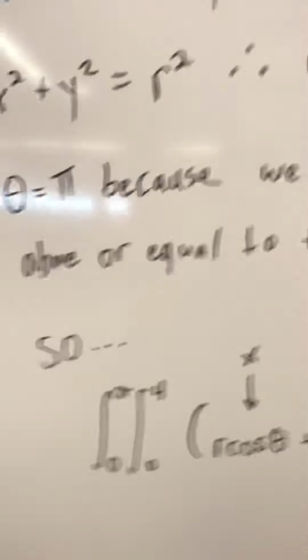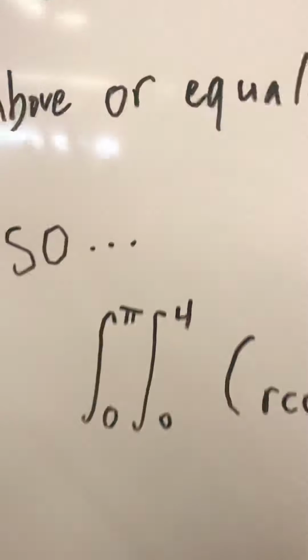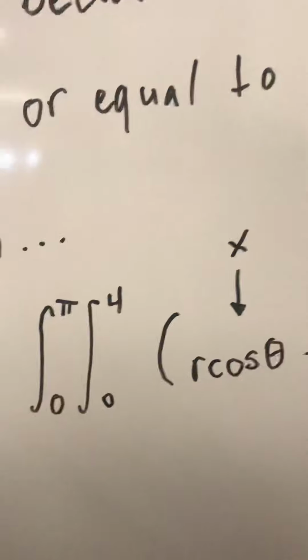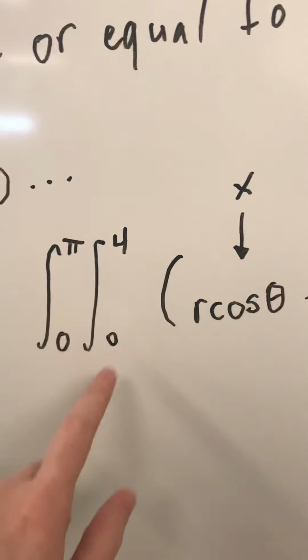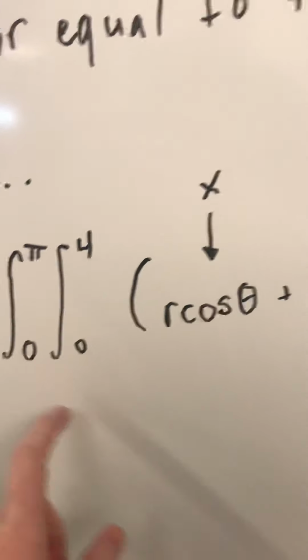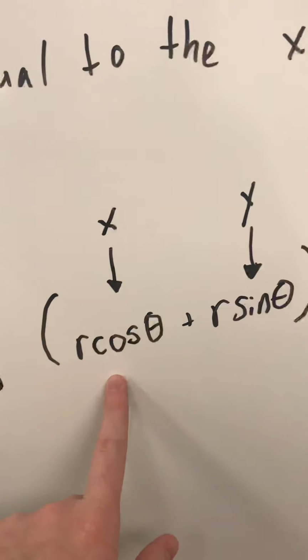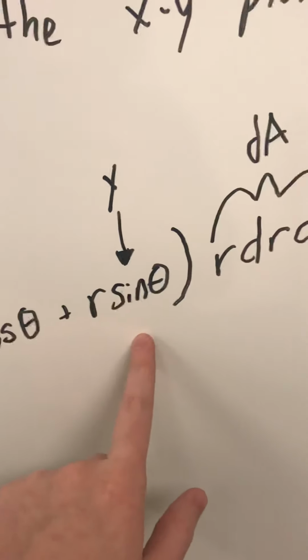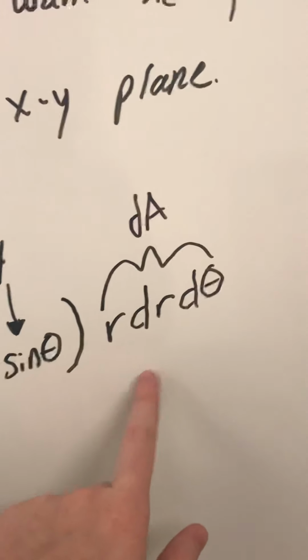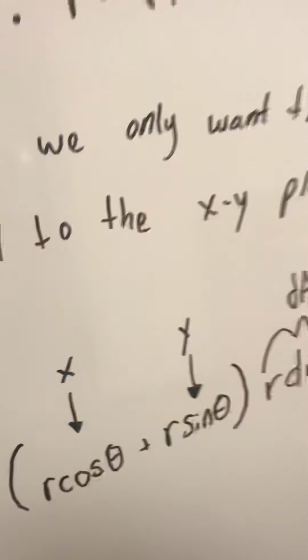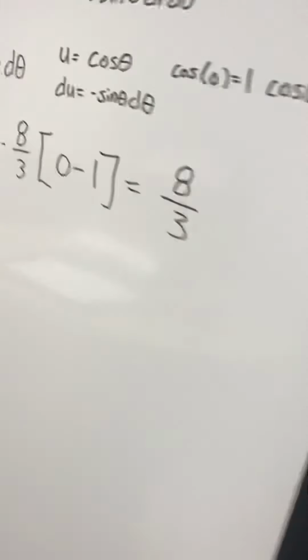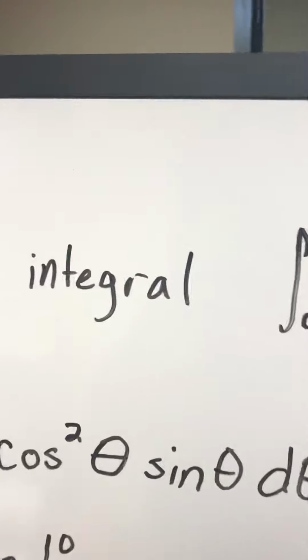Therefore, our integral setup, which is all we're doing, we're not finding the actual integral, is going to be from 0 to pi, 0 to 4. This is your r's, this is your thetas. And x is the same as r cosine theta, and y is the same as r sine theta. dA is r dr d theta. And since that one was simple-ish, it was one of the easier ones.